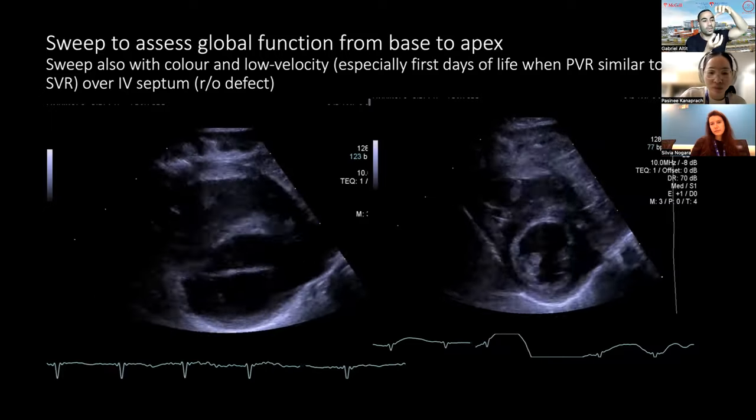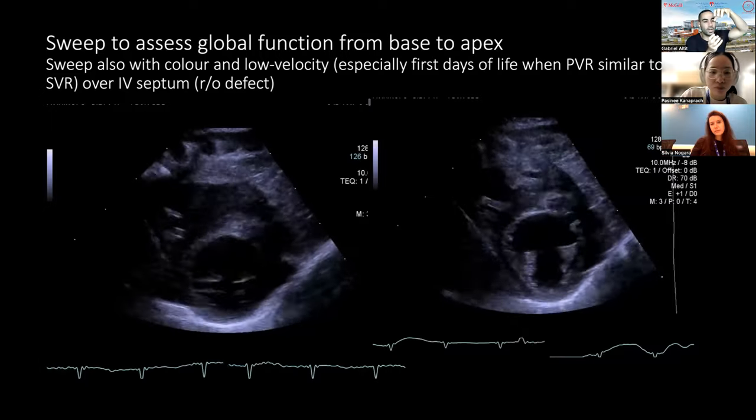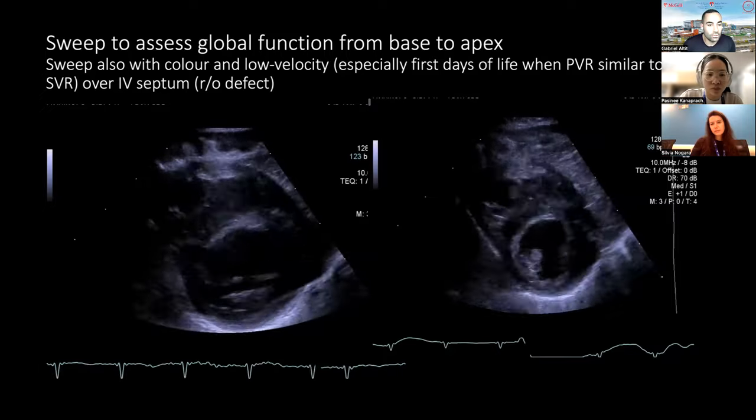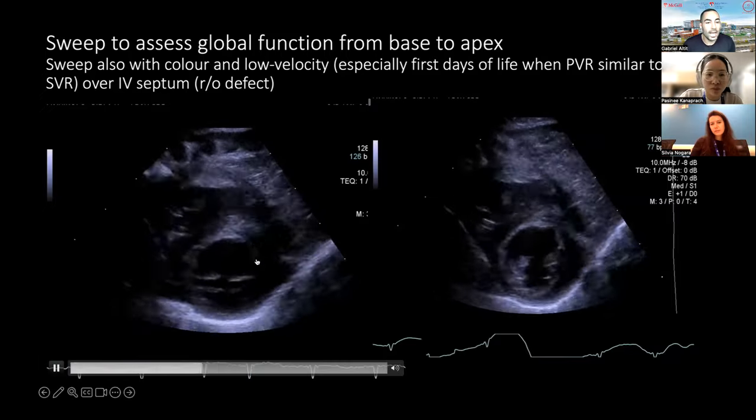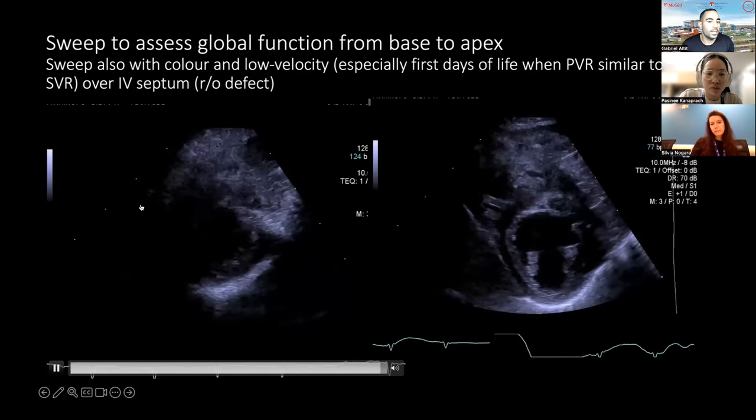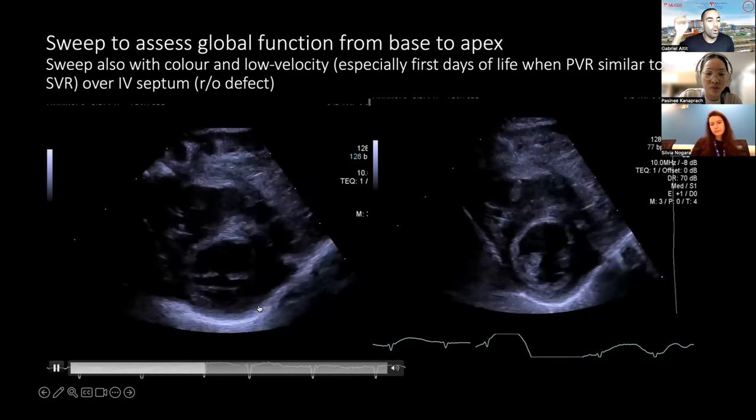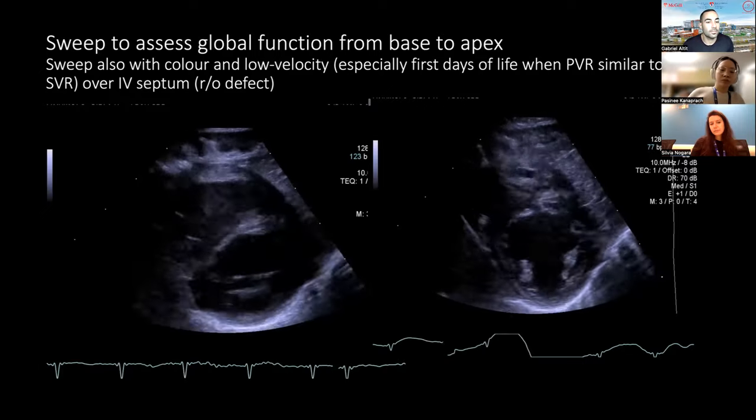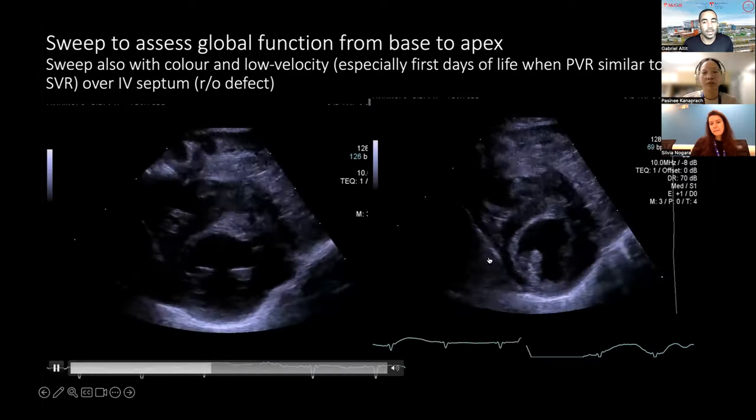But the apex is very contractile. It's a very contractile portion of the ventricle. So it's important to go up to the apex to make sure that it functions well. And also it's very important when you're going to put some color box here for assessing if a VSD is present that you go up to the apex, because there are many VSDs that are at the apex and you could miss them if you don't go to the apex.